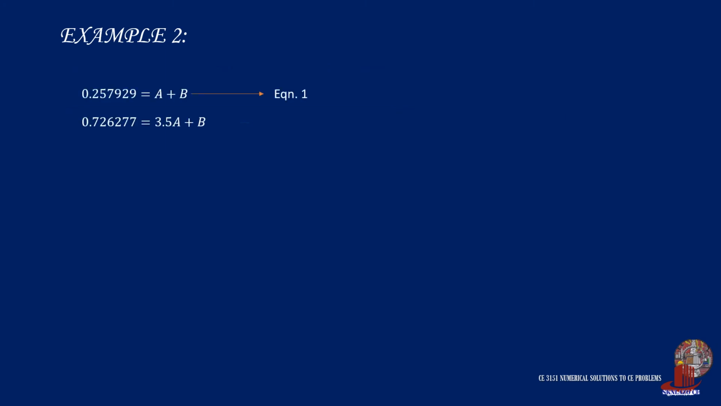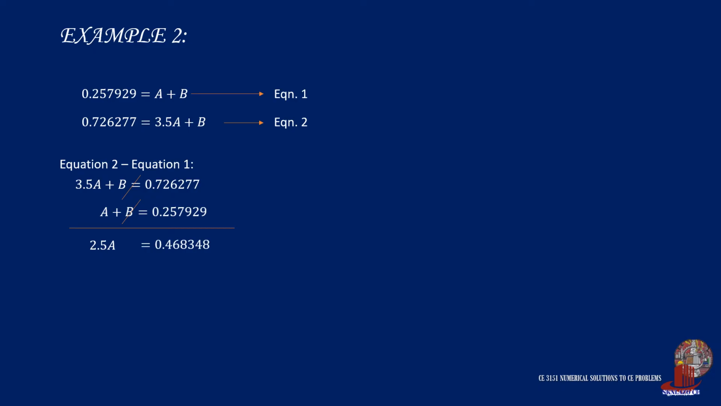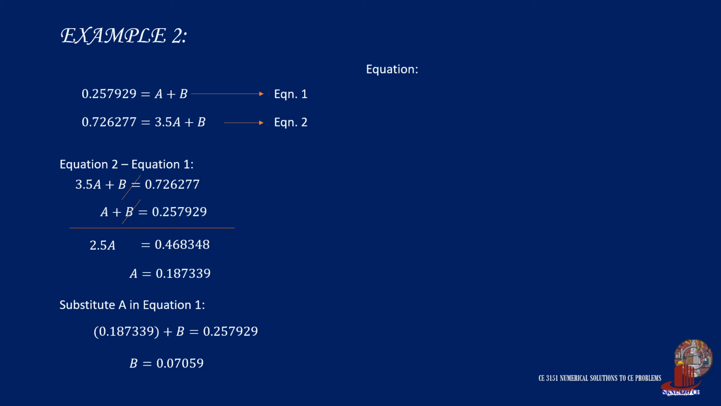The first and second equations are determined, and by subtracting equation 1 from equation 2, 2.5a is equal to 0.468348. Thus, a is taken as 0.187339. By plugging this value into any of the equations, say equation 1 for this case, b is then computed as 0.07059. The best fit curve is then with the equation f of x is equal to 0.187339 raised to x times 0.07059.